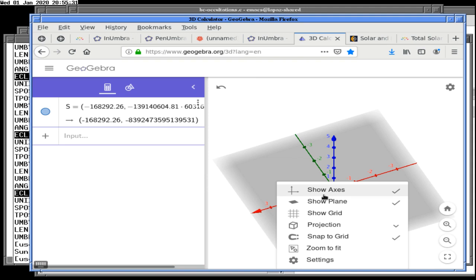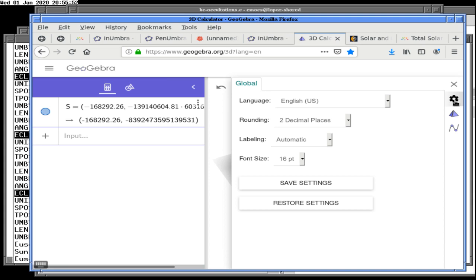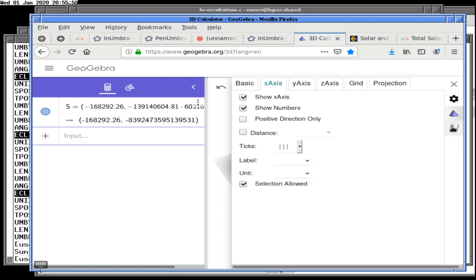I don't think not showing the axis... We need to change the axis settings. So the x-axis... nope, that's what we want. I think I might have... Rounding, two decimal, font size, yada yada yada. Show x-axis... I don't even know what this does. Can we label? It's fine. Unit. Meaningless. We do allow it to be selected, which we just did to get here.